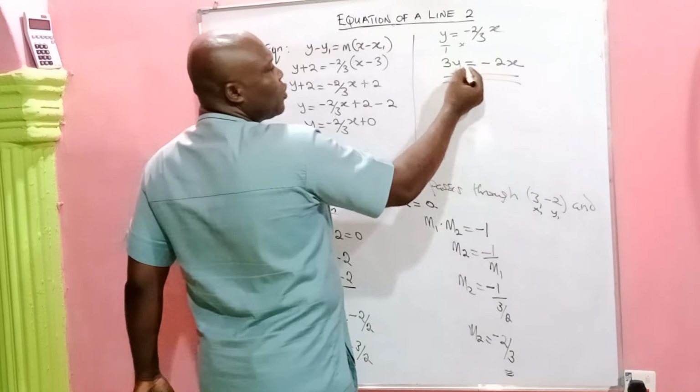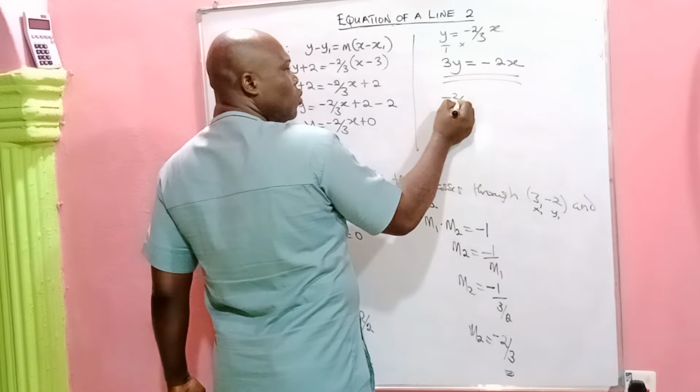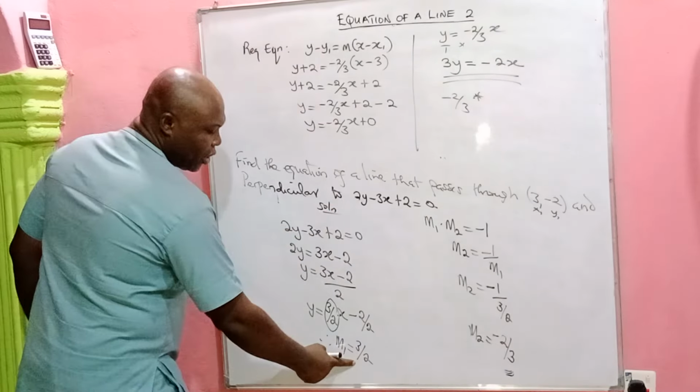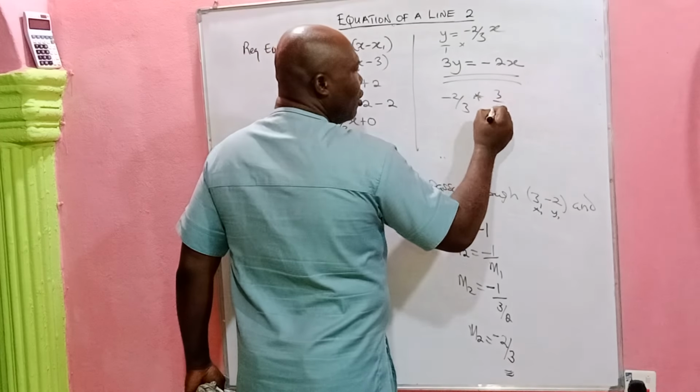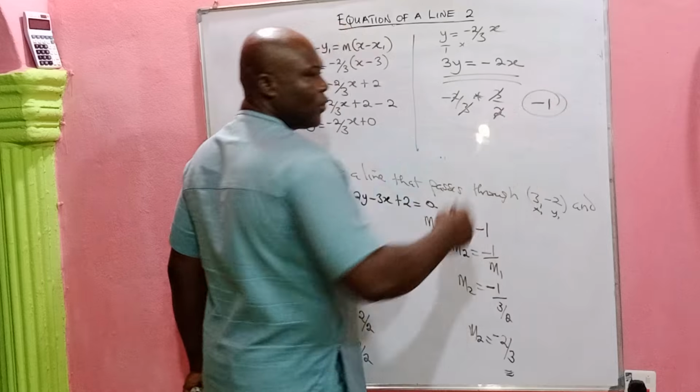So if you're looking for the slope of this, that'll be minus 2 over 3. That will be the slope. So multiply by the slope of this one. The slope of this is 3 over 2. If you multiply, you see that you're having minus 1 as your result.